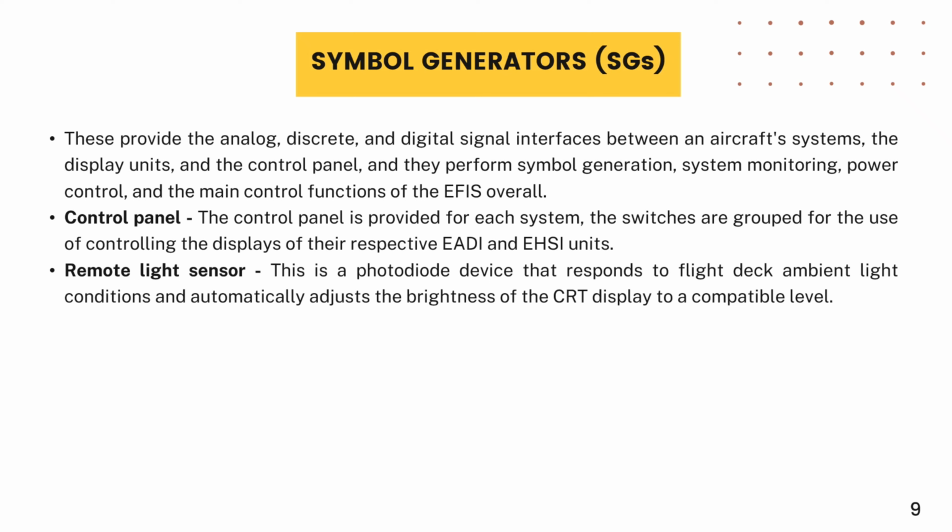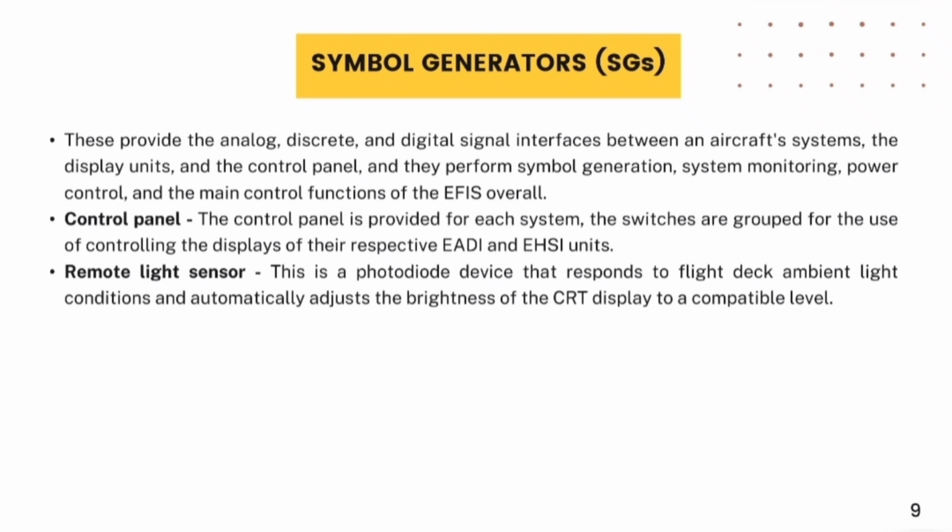Symbol generators, SGs. These provide the analog, discrete, and digital signal interfaces between an aircraft system, the display units, and the control panel, and they perform symbol generation, system monitoring, power control, and the main control functions of the EFIS overall. The control panel is provided for each system. The switches are grouped for the use of controlling the displays of the respective EADI and EHSI units. Remote light sensor. This is a photodiode device that responds to flight deck ambient light conditions and automatically adjusts the brightness of the CRT display to a compatible level.